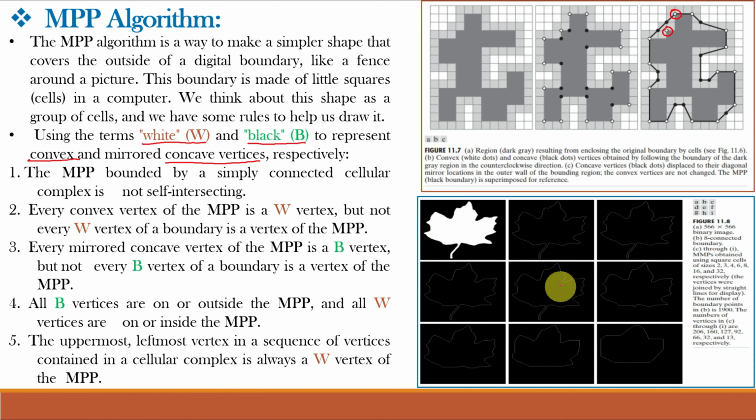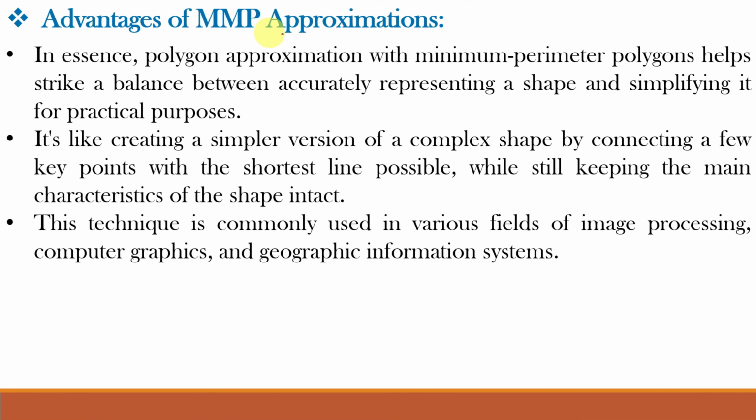So here we see a significant advantage of MPPs for representing a boundary. And also further we see that MPPs perform boundary smoothing. So approximating using fewer boundary points will give us the minimum perimeter polygon. Okay, so this minimum perimeter polygon we will also be implementing in MATLAB at the end of the class. Let's go ahead. And these are the advantages of MPP approximations.